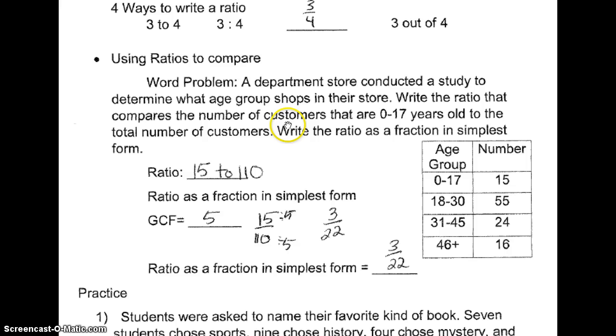So in this word problem, we have a department store that conducted a study to determine what age group shops in their store. Write the ratio that compares the number of customers that are ages 0 to 17 years old and the total number of customers. So we've got to write the ratio as a fraction in simplest form. The first thing I want to do is write the ratio in original form.